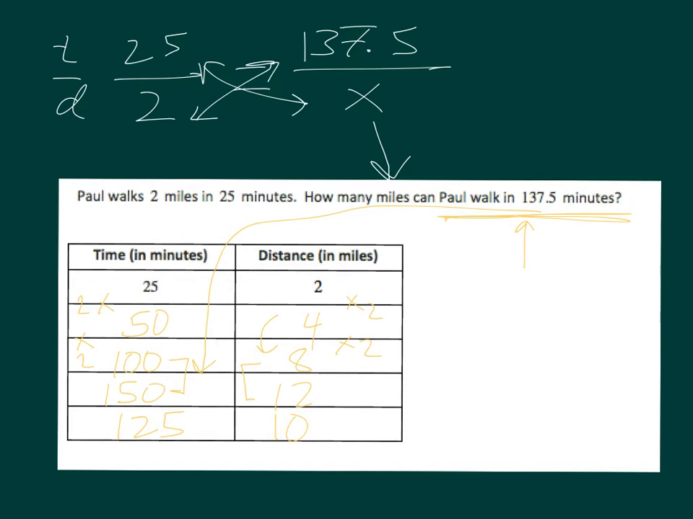So we could continue with this table, and the distance, if I think about this, halfway between 150 and 125 actually is 137.5. So halfway between 12 and 10 would actually be 11. So I know in 137 minutes, we would travel 11 miles, which I can determine from my table, knowing that 137 is right in the middle of those two.